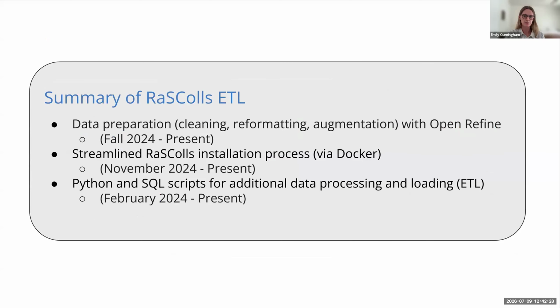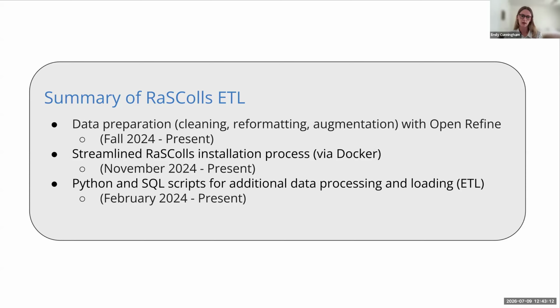There are three main things that support this ETL work for RaSColls in particular. We do our data preparation primarily in OpenRefine. This is where we clean, reformat, and augment the raw data. This is what I will focus on most because this is where I'm the most hands-on. But we also have a streamlined Docker-based install process for RaSColls, and this allows us to keep pace with the rapid parallel development of the application itself. Instead of using the bulk data manager, we use a custom Python and SQL script to load the data into Arches, and I'll touch on that a little bit more at the end.